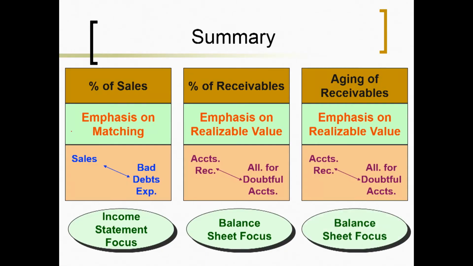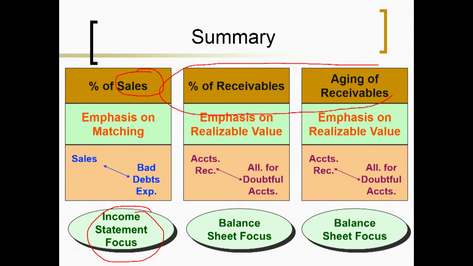All right, let's go to the next slide. Let's summarize what we talked about. The percentage of sales method obviously has an income statement focus, right? Because sales is an income statement account, correct? The percentage of receivable methods obviously have a balance sheet focus because accounts receivable is a balance sheet account. And the percentage of receivables and the aging receivables, that's when we have to look at the T accounts, correct? Okay, I think I've said that enough.